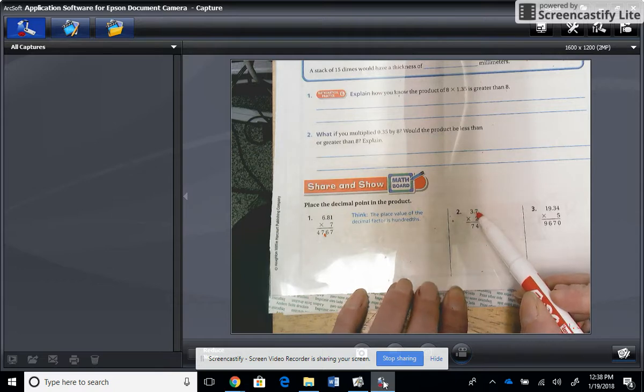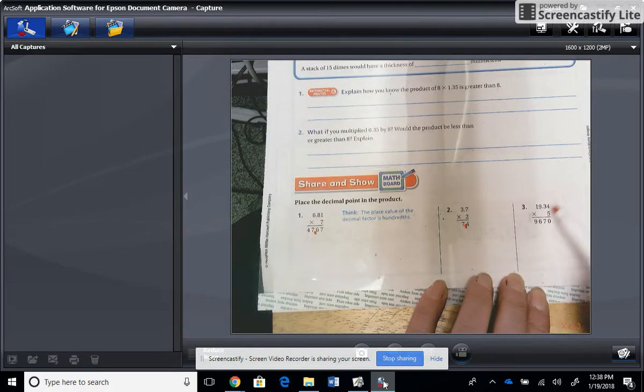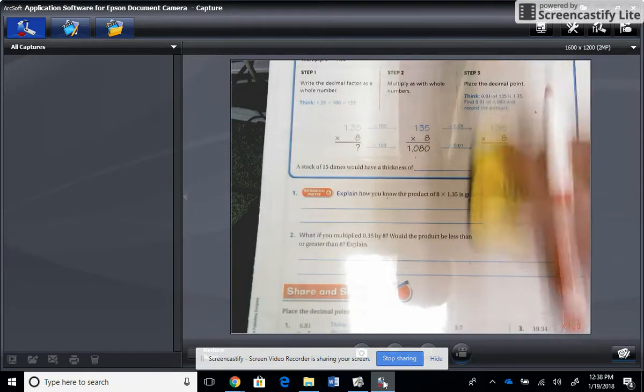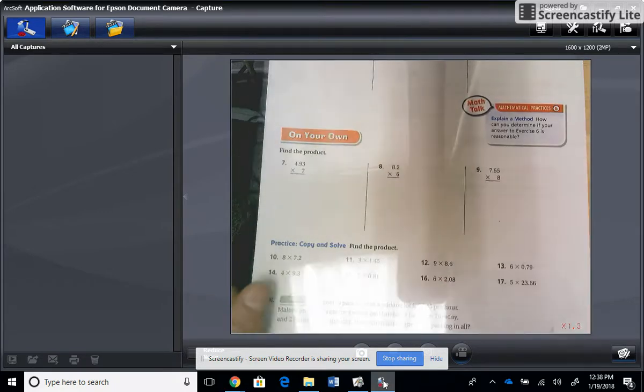Here I'm taking it times a tenth. So in my answer, it has to have a tenth. Move my decimal into a tenth spot. Here I'm taking it times 100th. So I'm moving my decimal into the 100th spot. I hope that's starting to be clear. So let's do just a little bit more practice.